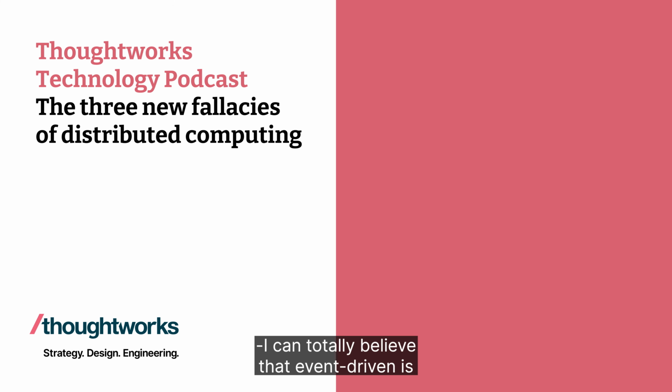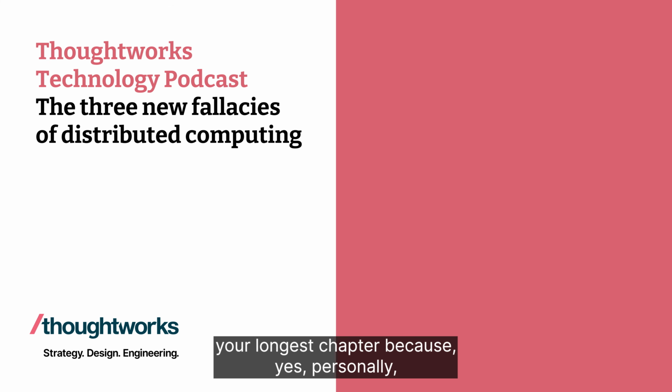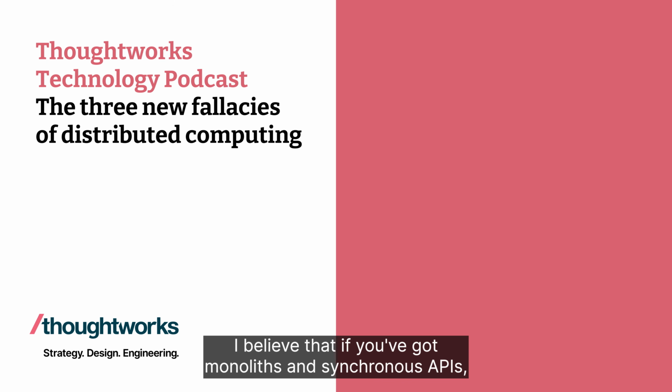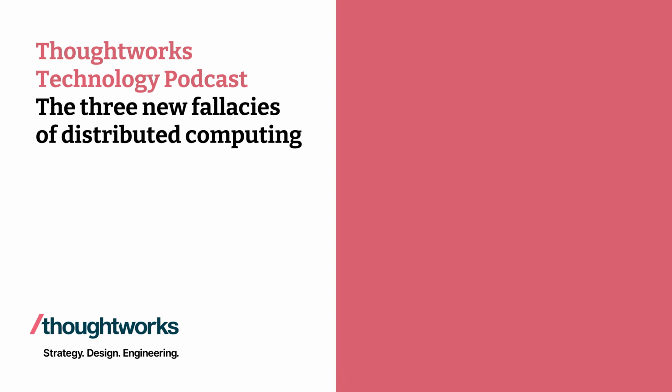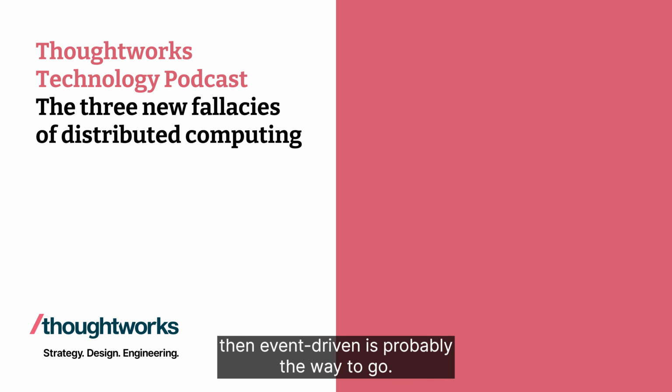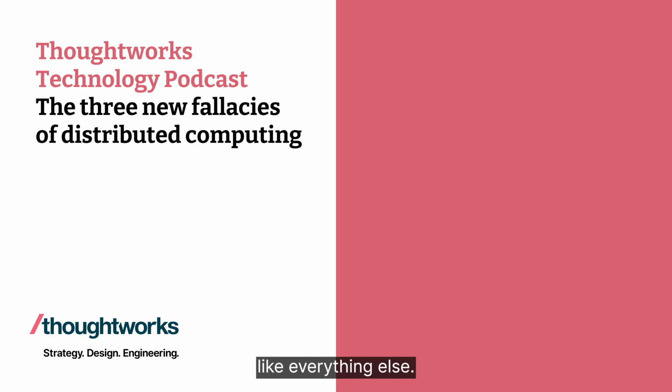Yeah, yeah. I mean, look, I can totally believe that event-driven is your longest chapter, because I personally believe that if you've got monoliths and synchronous APIs, and now you want to get looser coupling, then event-driven is probably the way to go. But again, there are constraints with that as well, like everything else.